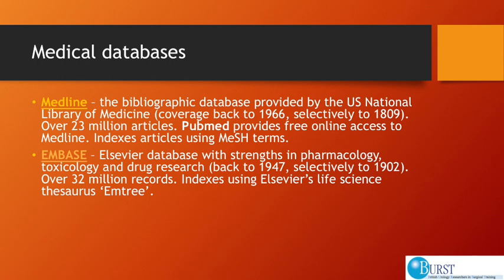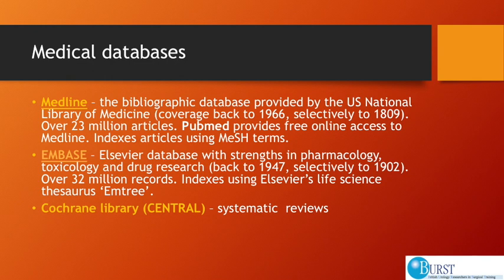Embase is Elsevier's database, which has particular strengths in pharmacology and toxicology and drug research. It includes articles going back to 1947 and selectively back to 1902. Currently it has over 32 million records, but whereas PubMed uses MeSH terms, Embase uses Elsevier's life science thesaurus called Emtree to index articles.